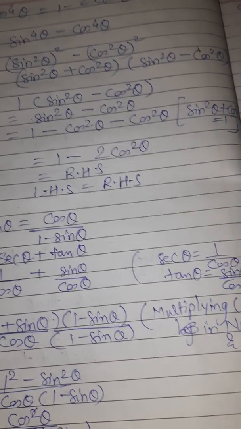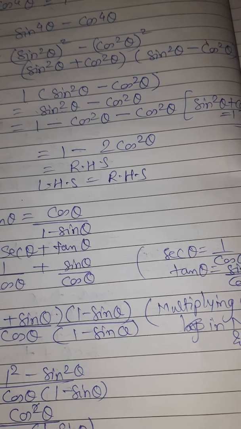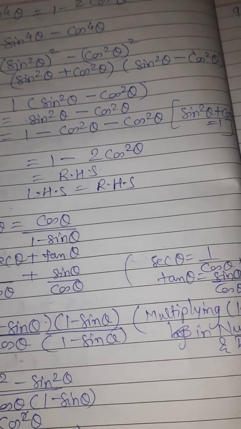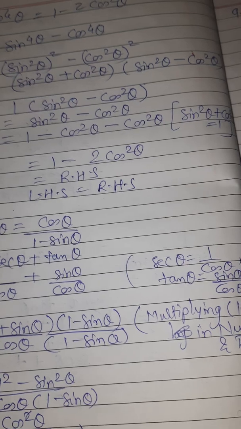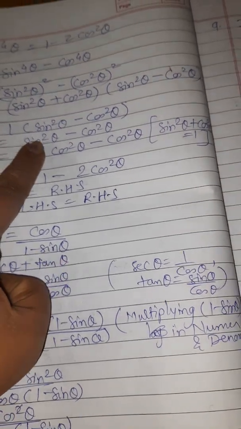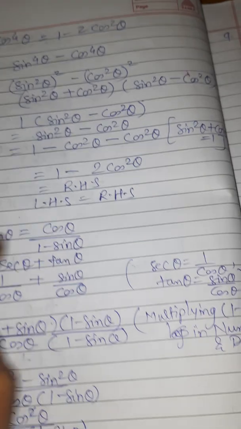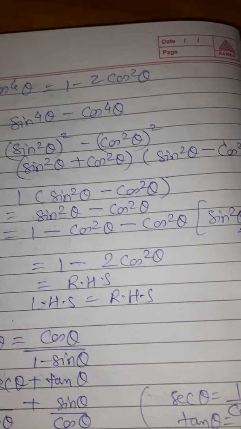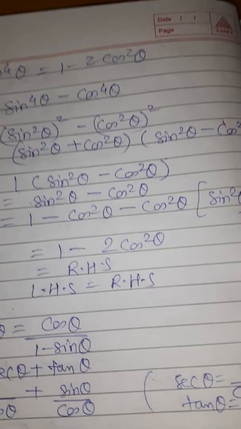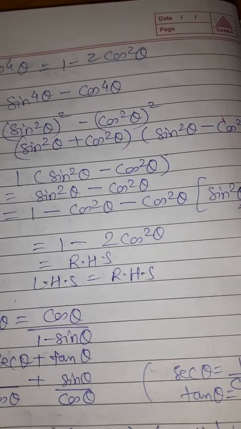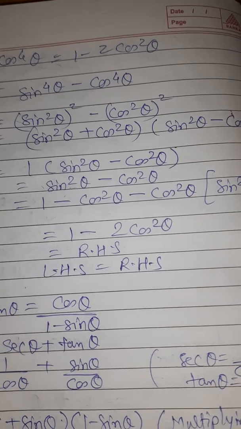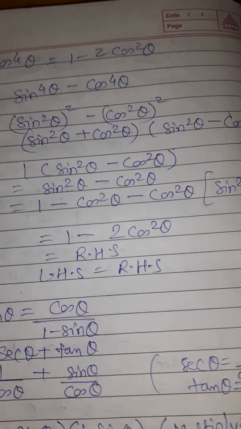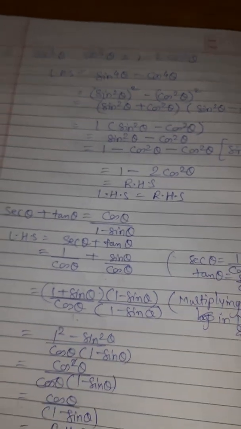So sin square theta plus cos square theta is equal to 1. It is the identity. And sin square theta minus cos square theta we write as it is. In place of sin square theta we write 1 minus cos square theta, because on the right hand side we require only cos square theta, not sin square theta. That's why we convert this sin square theta into cos square theta. So 1 minus cos square theta minus cos square theta, minus 1 plus 1, that is minus 2. So here minus 2 cos square theta. So in this way we prove the right hand side.